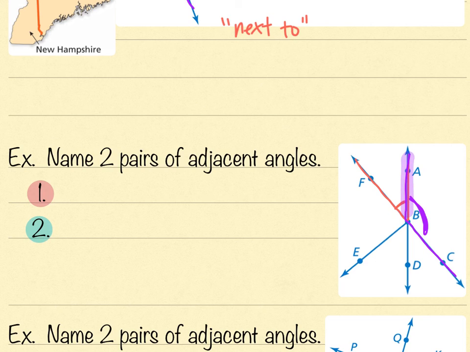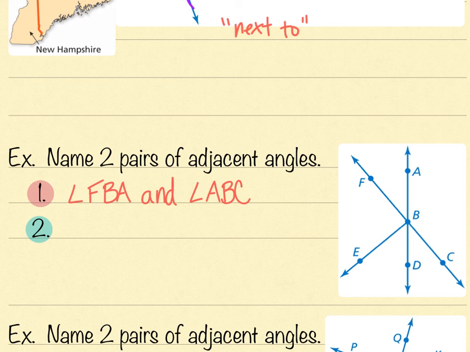So they are adjacent. To label them, I would say angle FBA. That's how I'm going to label that one, angle FBA, and it is adjacent to angle ABC. And remember, I'm using capital letters to label my angles. So those two angles are adjacent to each other.